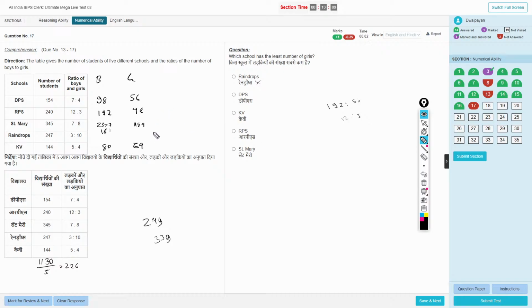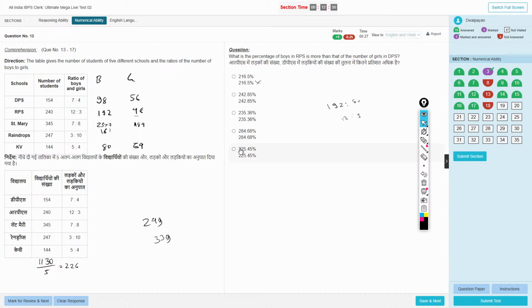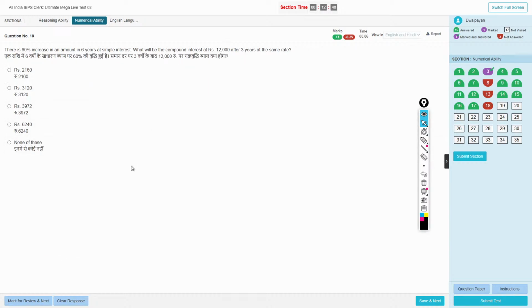Least number of girls. I'll just go with RPS. This is 10, so definitely more than that. So least number RPS. Okay. There is 60% increase. Okay, let's try that one. Okay, do it now. No, which one? This one. Definitely not now.